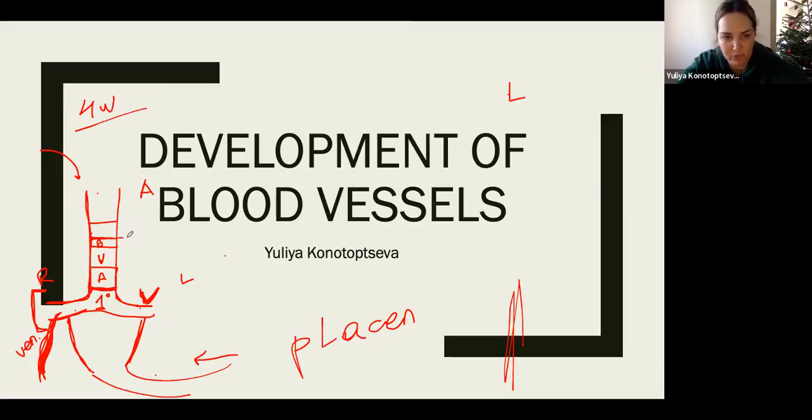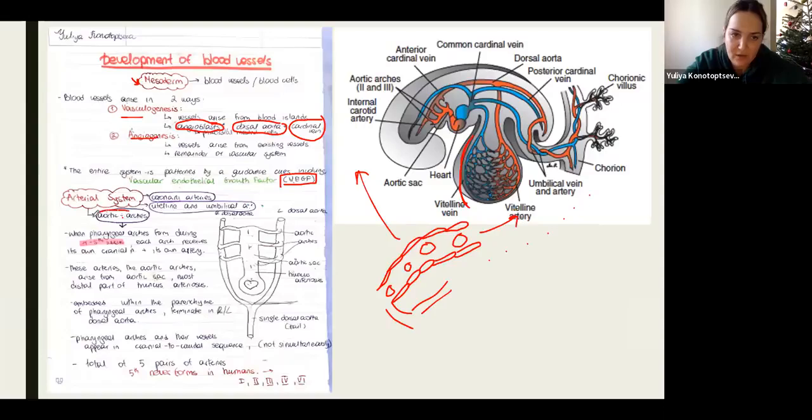And this is the important part for us right now. The truncus arteriosus, the arterial end. The most distal part of the truncus arteriosus is known as the aortic sac. And this aortic sac is very important for making aortic arches. If you forgot, we're trying to understand what these aortic arches are and where they come from.